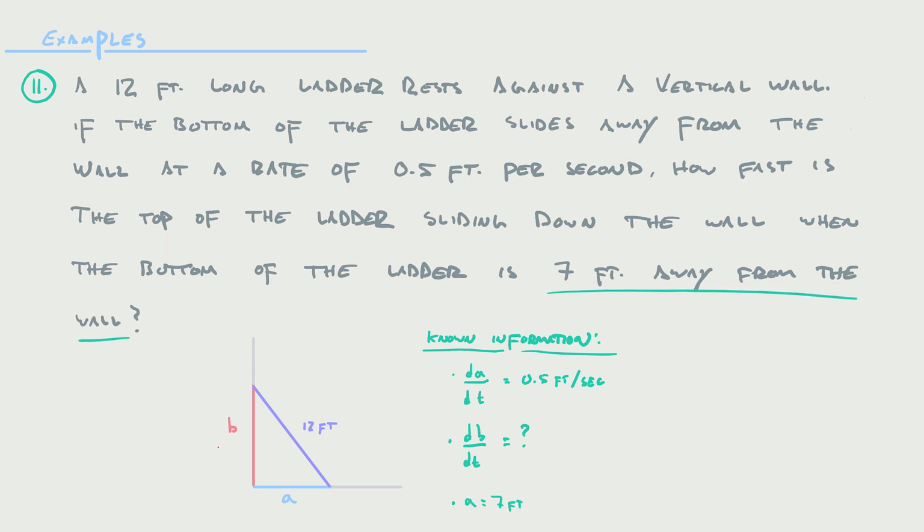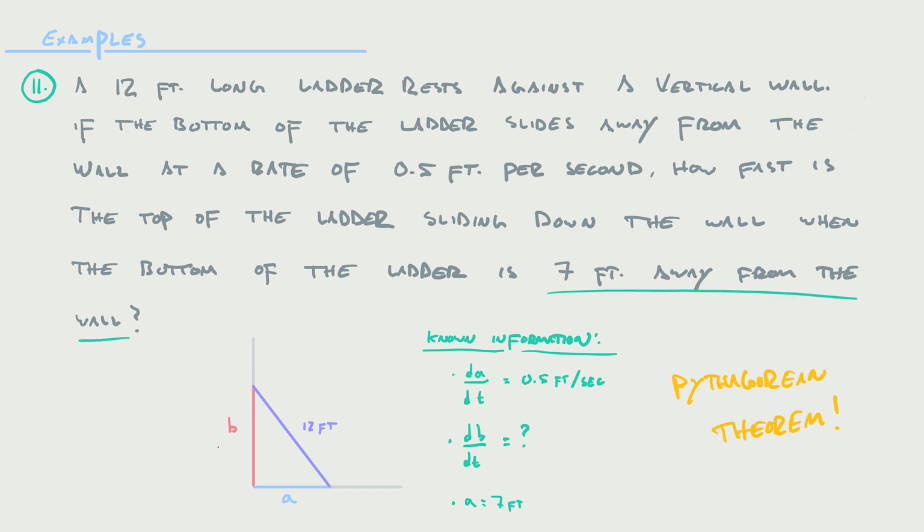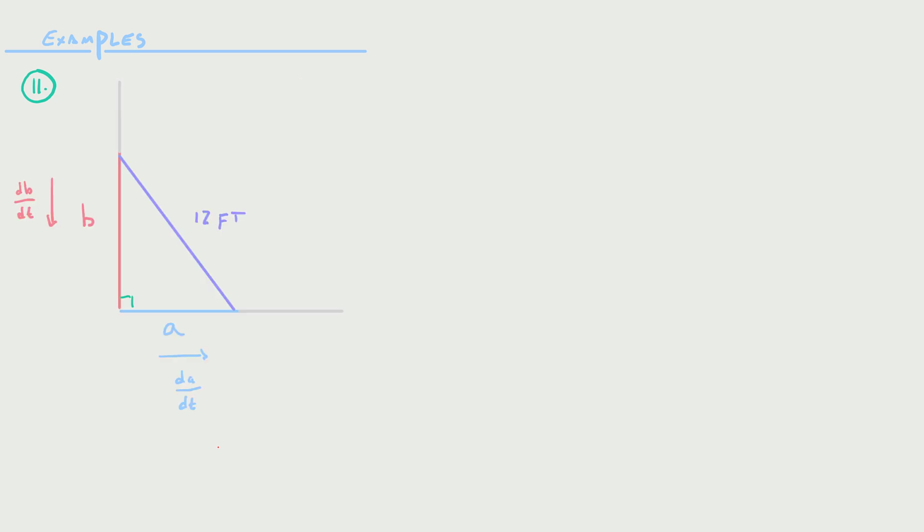And then we also know that we're given a horizontal distance that we need to use for how far away this ladder is from the wall to start with. We need to find an equation that relates a and b so that we can differentiate it with respect to time, thusly relating dA/dt and dB/dt. Well, in this case, that's just the Pythagorean theorem. Okay, so that's where I'm going to start.